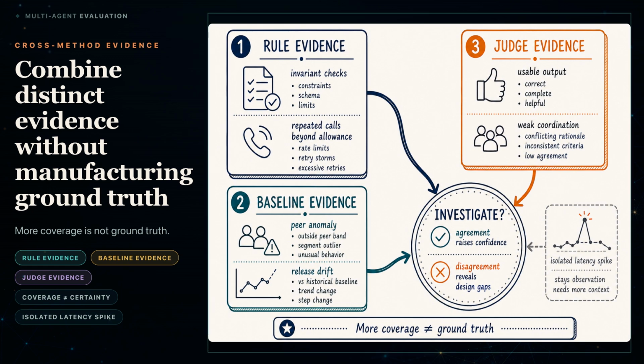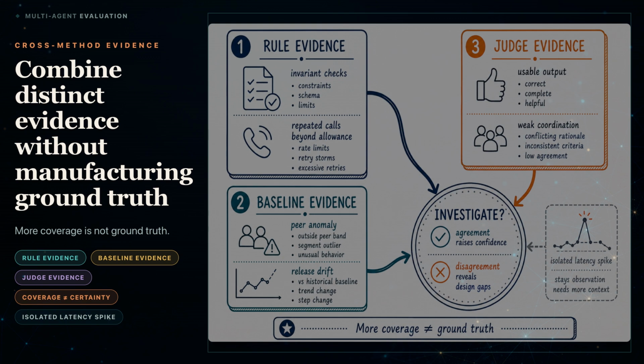Agreement raises confidence that the system needs investigation. Disagreement can also be useful because it identifies the boundary where evidence, rubric, or baseline design needs work. It does not guarantee the diagnosis is correct. A panel of different judge families can reduce dependence on one model, but shared data, prompts, and factual gaps can create correlated blind spots. Ensembles do not create ground truth. Combined methods improve coverage, not guaranteed accuracy. Meanwhile, one isolated latency spike can remain an observation instead of borrowing severity from unrelated signals.